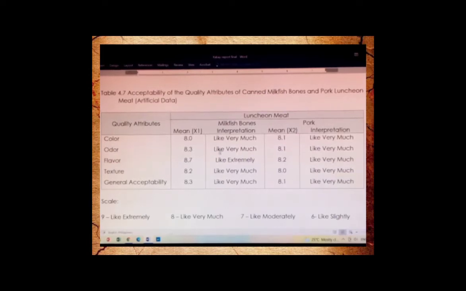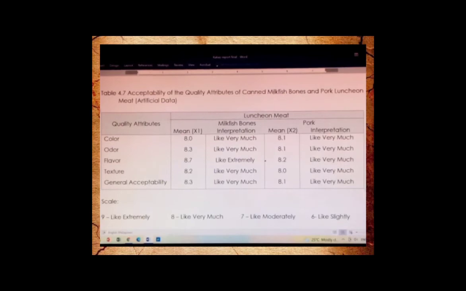So first we have the color. The mean x1 of the color is 8.0, and for milk fish bone the interpretation is like very much. For mean x2 we have 8.1, and for pork the interpretation is like very much. So let's proceed to another example. We have odor. In the odor, the mean x1 is 8.3, and for milk fish bone the interpretation is like very much, and mean x2 is 8.1, and for pork the interpretation is like very much.